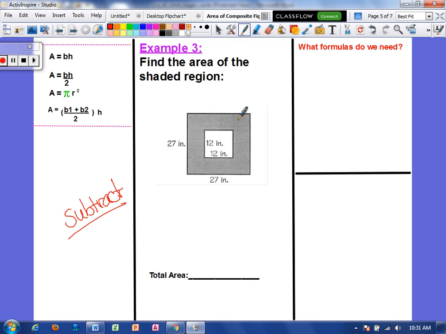So let's start with the big square. So we know that for a square, area equals base times height. We have a base of 27 and a height of 27. So that would be 27 times 27. I'm going to work that out right over here.